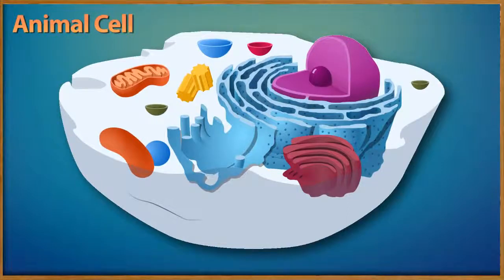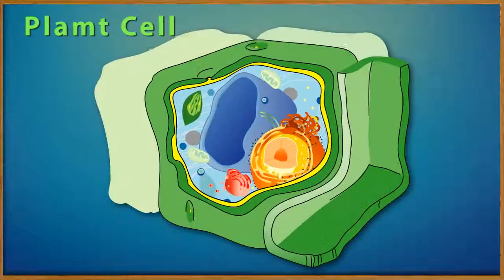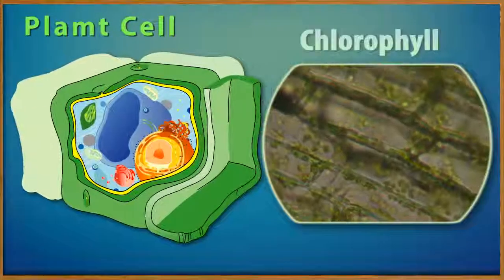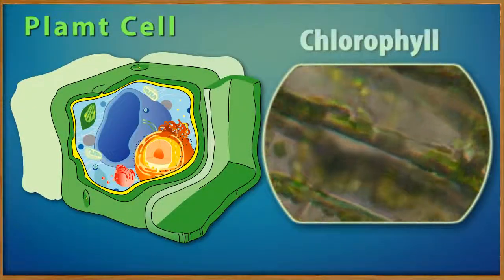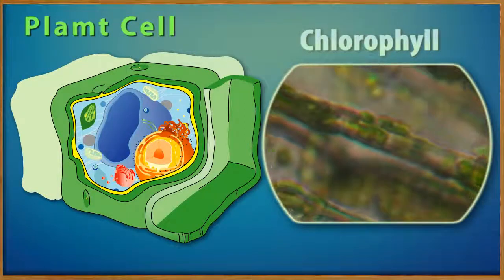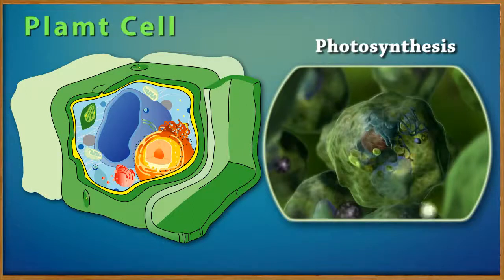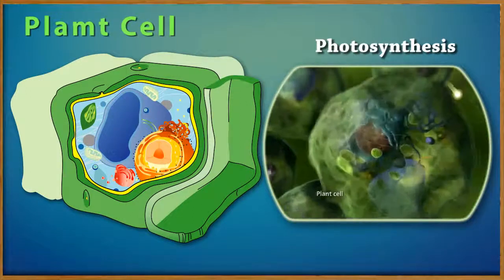Chloroplasts are not found in animal cells. However, cells in the green parts of a plant have them. They contain a green coloring or pigment called chlorophyll. Chlorophyll absorbs sunlight and is used for making food for the plant by photosynthesis.